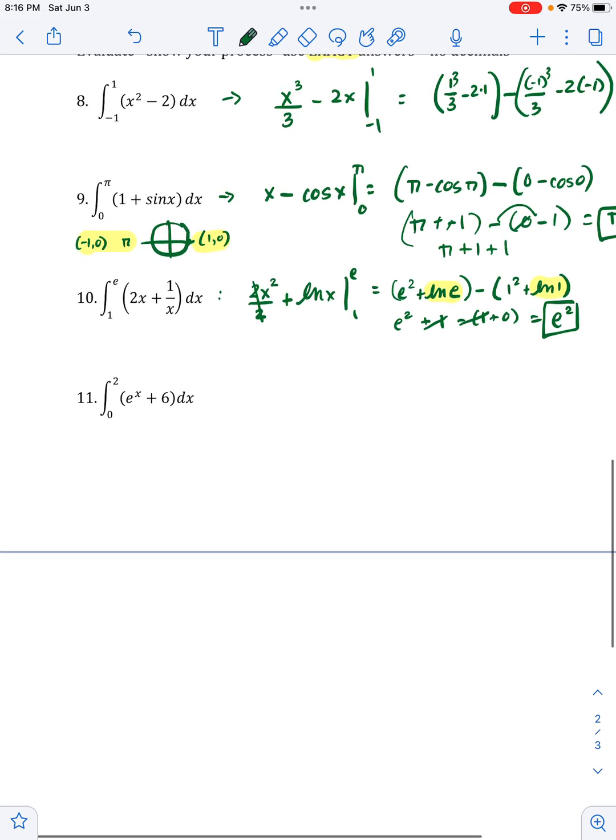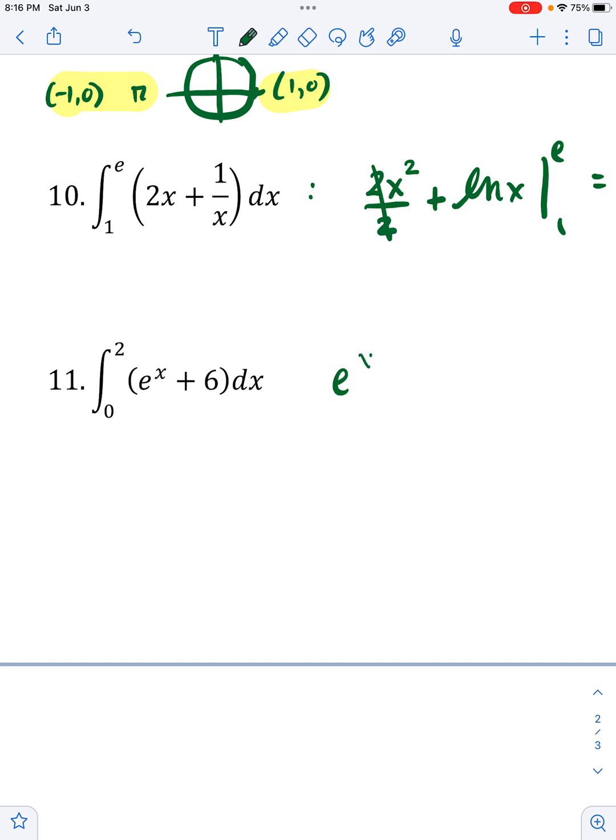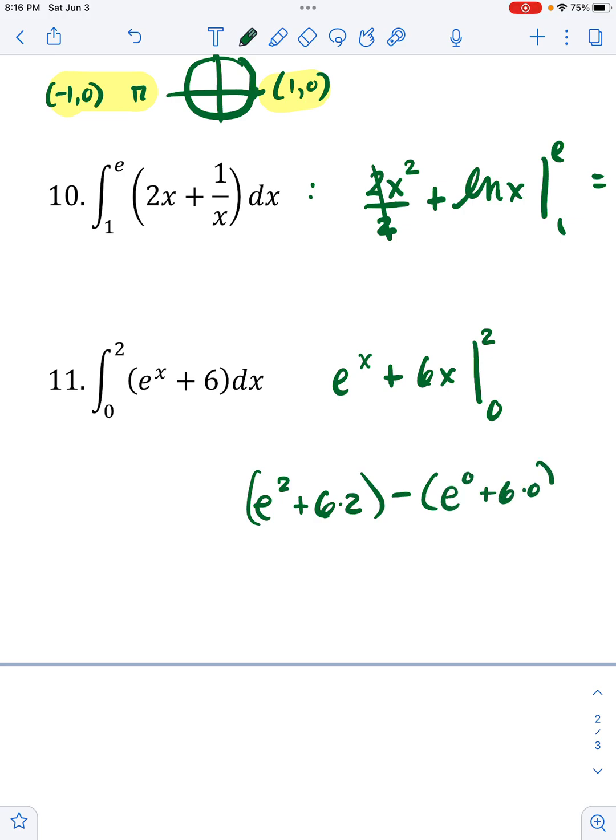Last one, find the antiderivative. Well, the antiderivative of e to the x is e to the x. And the antiderivative of 6 is 6x, from a lower limit of 0 to an upper limit of 2. So plug in 2. E to the second plus 6 times 2. Subtract what you get when you plug in 0. E to the 0 plus 6 times 0.